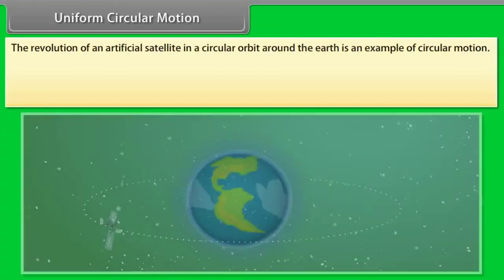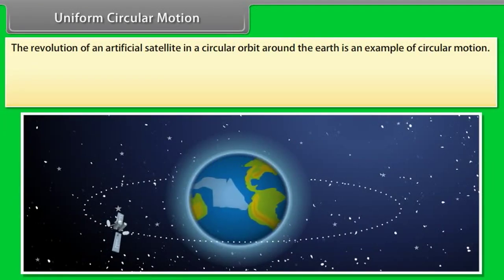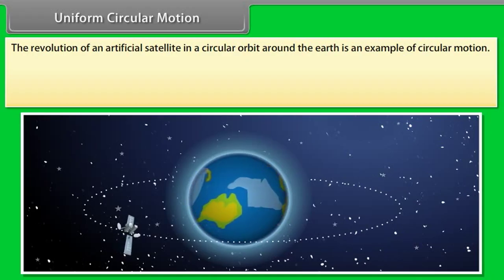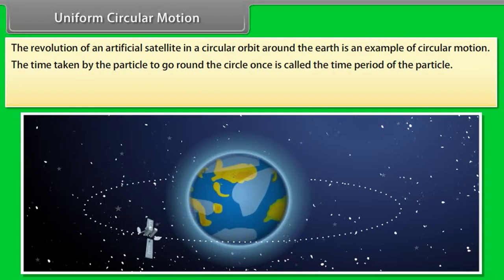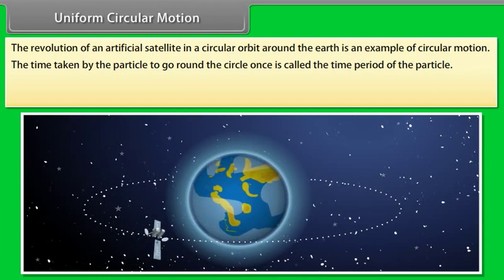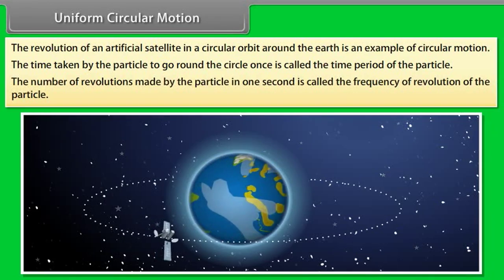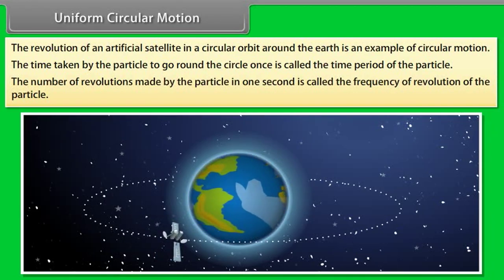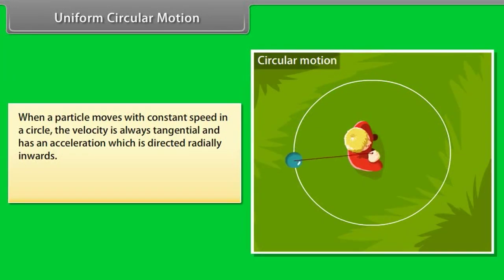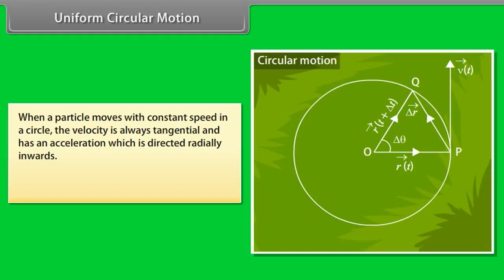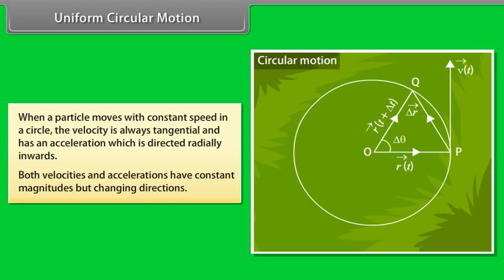Uniform circular motion. The revolution of an artificial satellite in a circular orbit around the Earth is an example of circular motion. The time taken by the particle to go round the circle once is called the time period of the particle. The number of revolutions made by the particle in 1 second is called the frequency of revolution of the particle. When a particle moves with constant speed in a circle, the velocity is always tangential and it has an acceleration which is directed radially inwards. Both velocity and acceleration have constant magnitudes but changing directions.